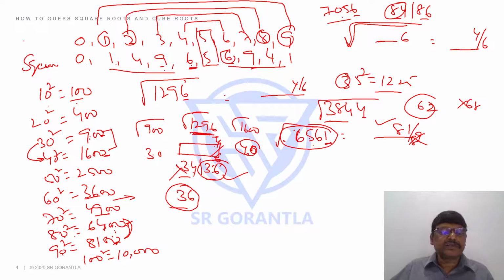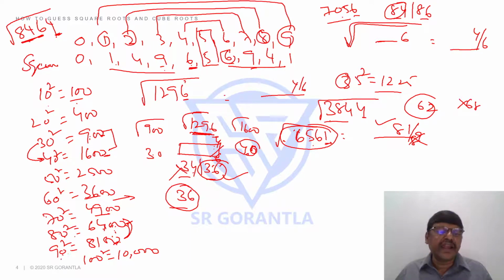Let's say one more, 8464. What is the square root of 8464? Square root of 8464 means, see, 4 is there. 4 means it should be 2 or 8. 8400 means it should be between 90 and 100, 100 square. So it should be between 90 and 100, but unit place is 4 means it is either 92 or it should be 98. But 8400 is close to 8100, so my likely square root is 92.